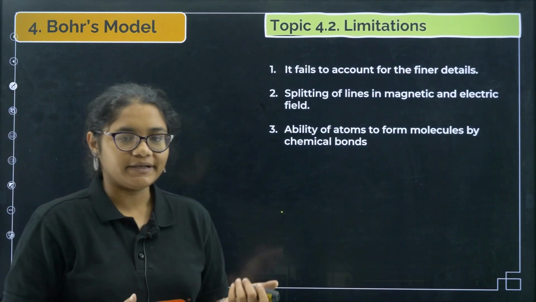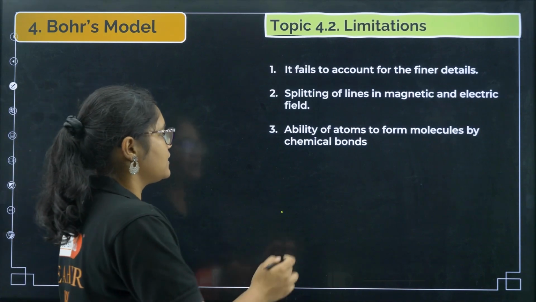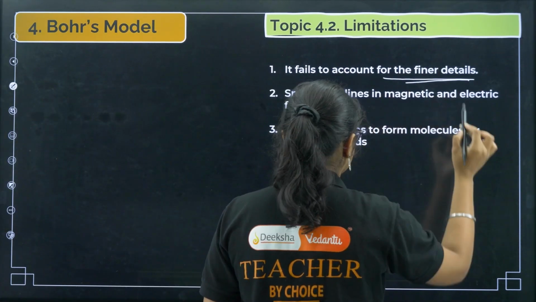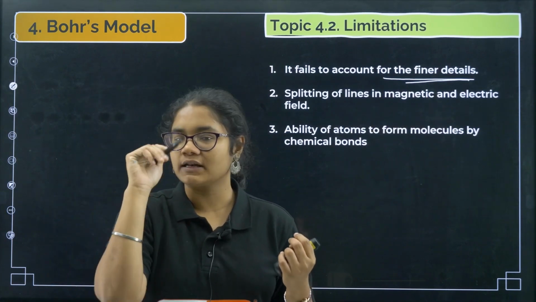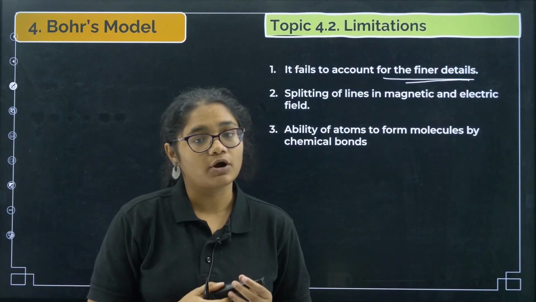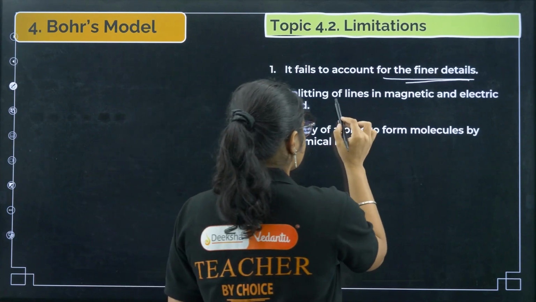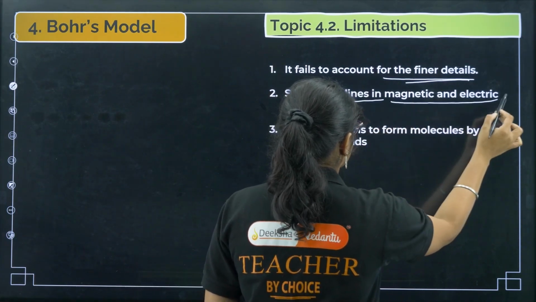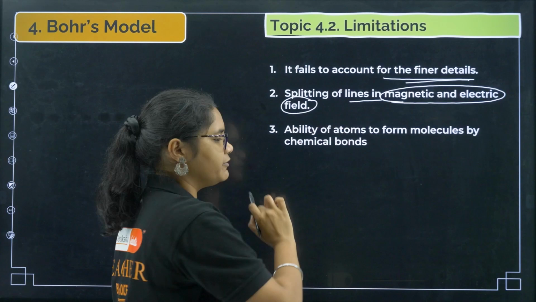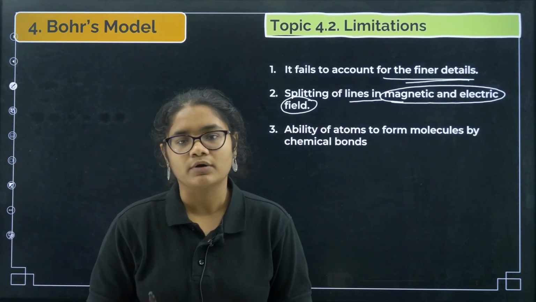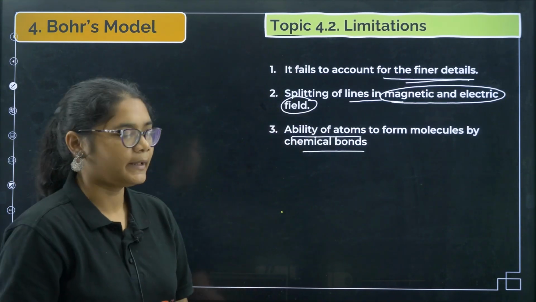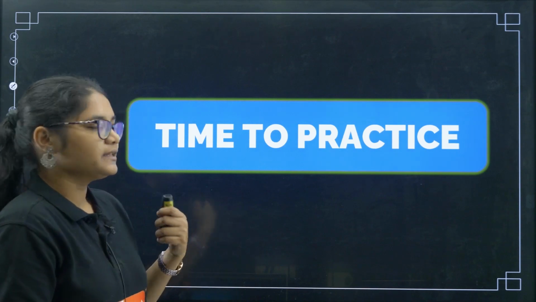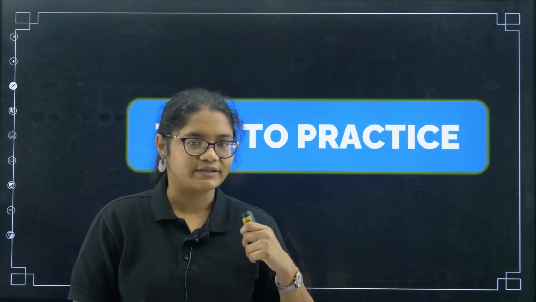So now what are the limitations of Bohr's model? The limitations here are that it fails for the finer details. Sometimes we find that in the hydrogen spectrum, apart from these lines, there are other small lines, which could not be explained by Bohr's model. Next, the hydrogen spectra split in electric and magnetic fields. Why was that happening? That was also not explained by Bohr's model. It could not explain the ability of atoms to form molecules by chemical bonds. So yes, these were the limitations. Now we will go and solve some questions from here.